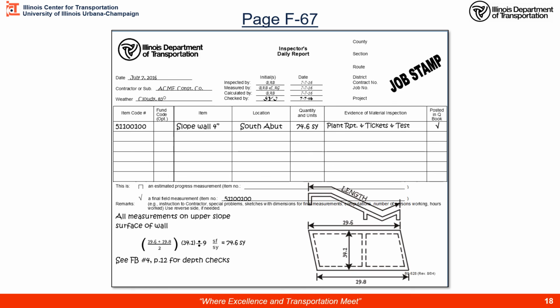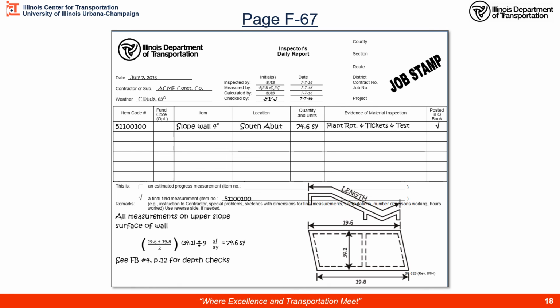On page F67, right there, we have another IDR representing our slope wall construction. Here we have our pay item number. Slope wall, 4 inches. So we need some depth checks that tell us it was at least 4 inches thick. It was on the south abutment. Down here we have our measurements. Okay, so here's our width right here and our length. This person even showed a diagram that shows that the length was on the slope. So we're going to count all of this, but we're not going to count these toe or anchor walls.